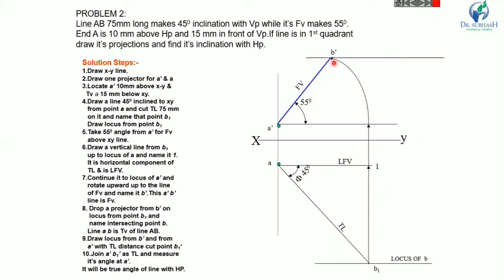Now draw the locus of B, and from B dash draw a vertical line. It will intersect this locus of B at point B. Join AB. So AB is the top view.